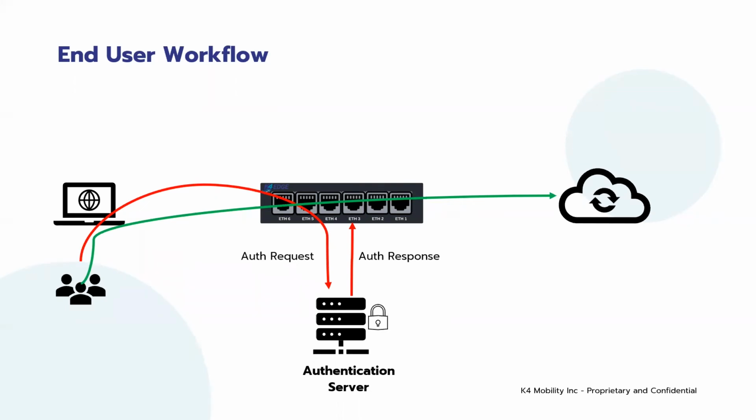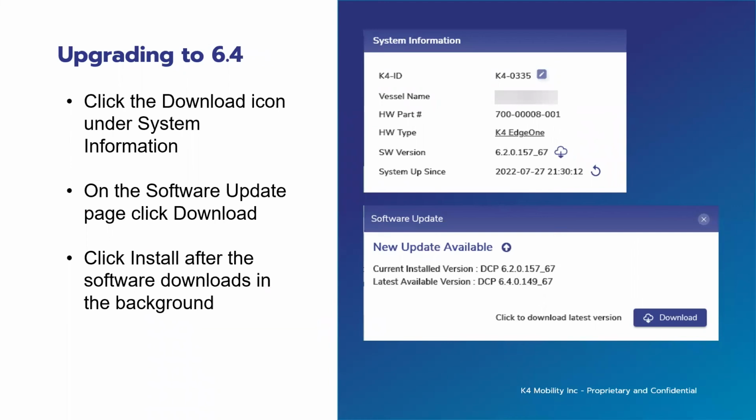So now that we've gone over pretty much all of the new features of the 6.4 update, you're probably wondering how do I get this update? So upgrading to 6.4 is a pretty straightforward process. In the top right corner of the K4 Edge software, we have a little system information button. All you'll need to do is click that and click the download icon.